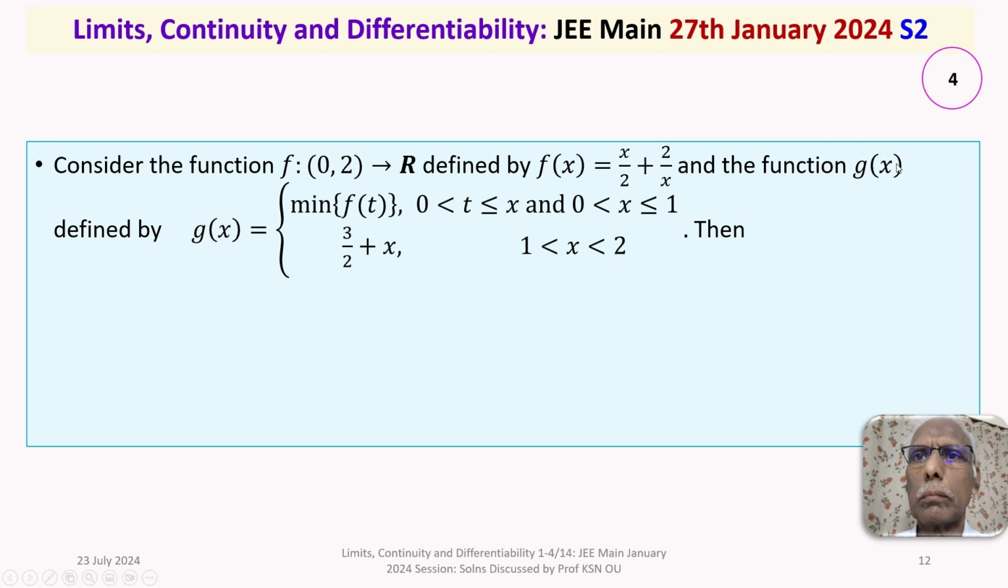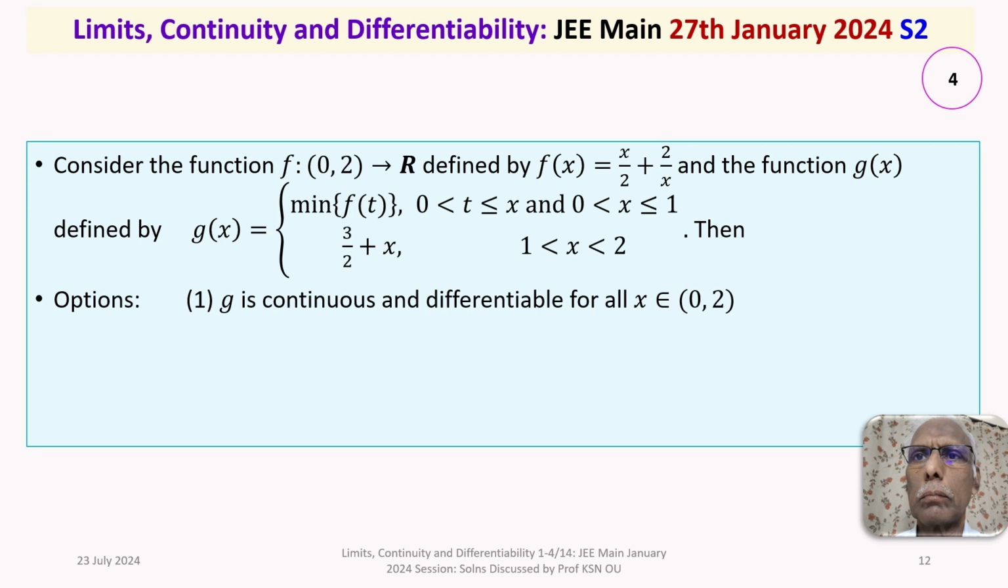and the function g of x defined by g of x is equal to the minimum of f of t when 0 less than t less than or equal to x and 0 less than x less than or equal to 1, and g of x is 3 by 2 plus x when 1 less than x less than 2, when g of x is also defined from the open interval 0 to 2. Then we are given 4 options.